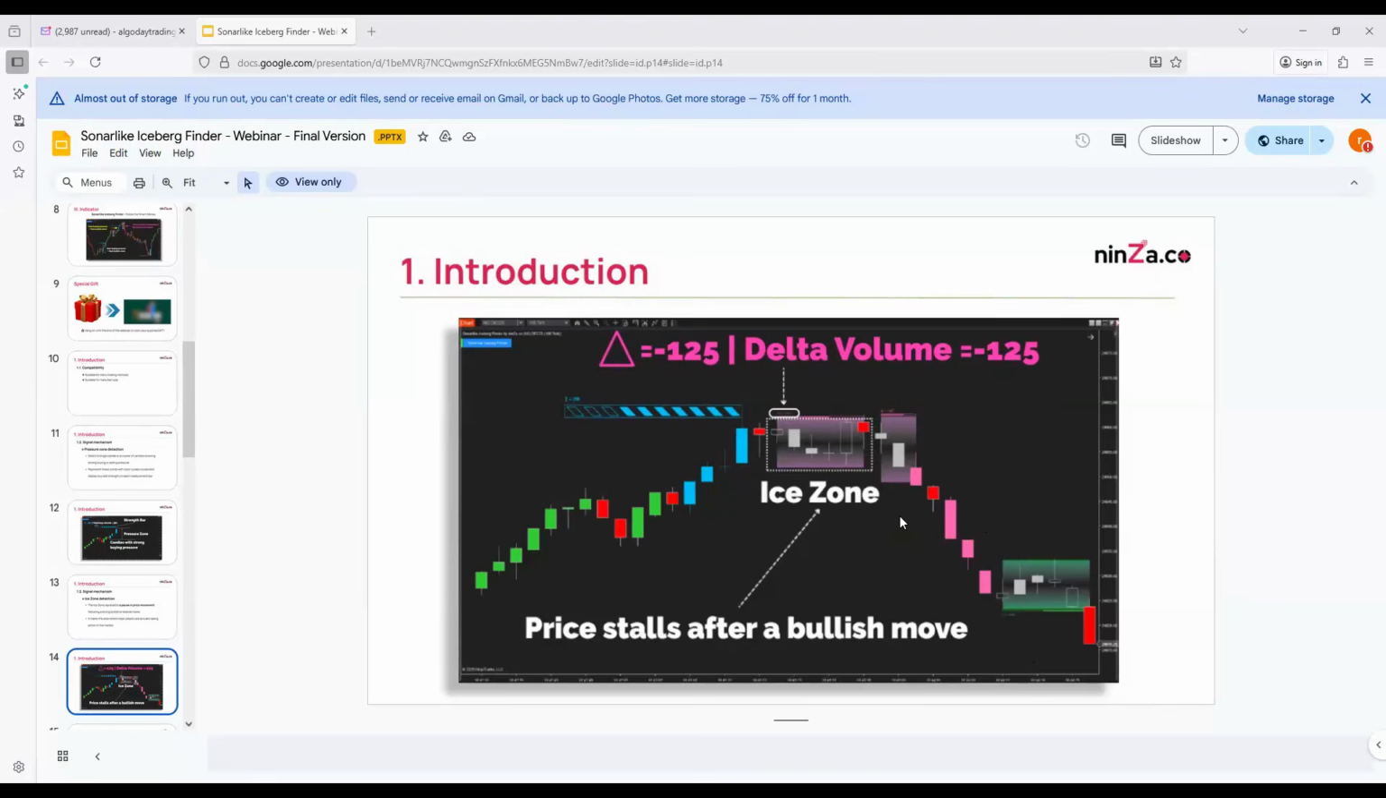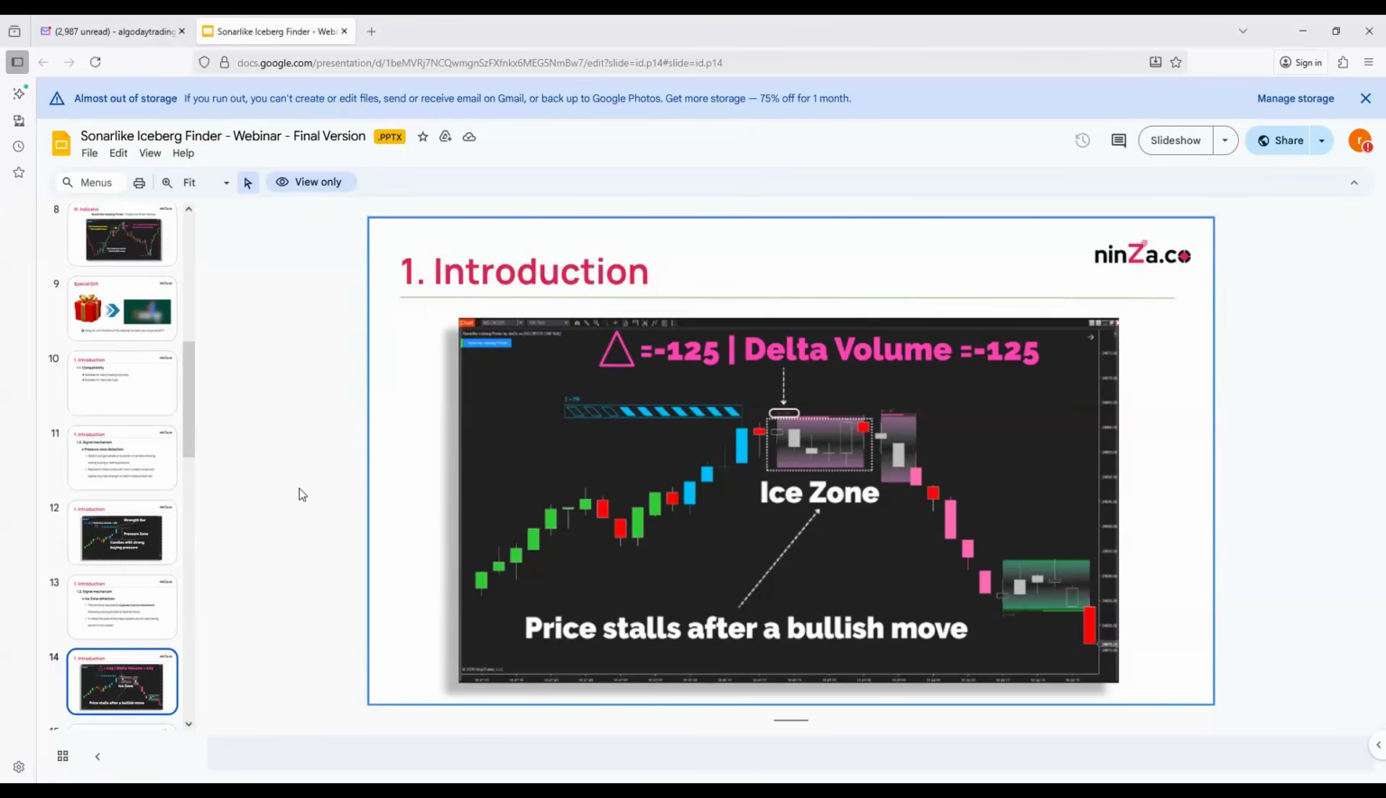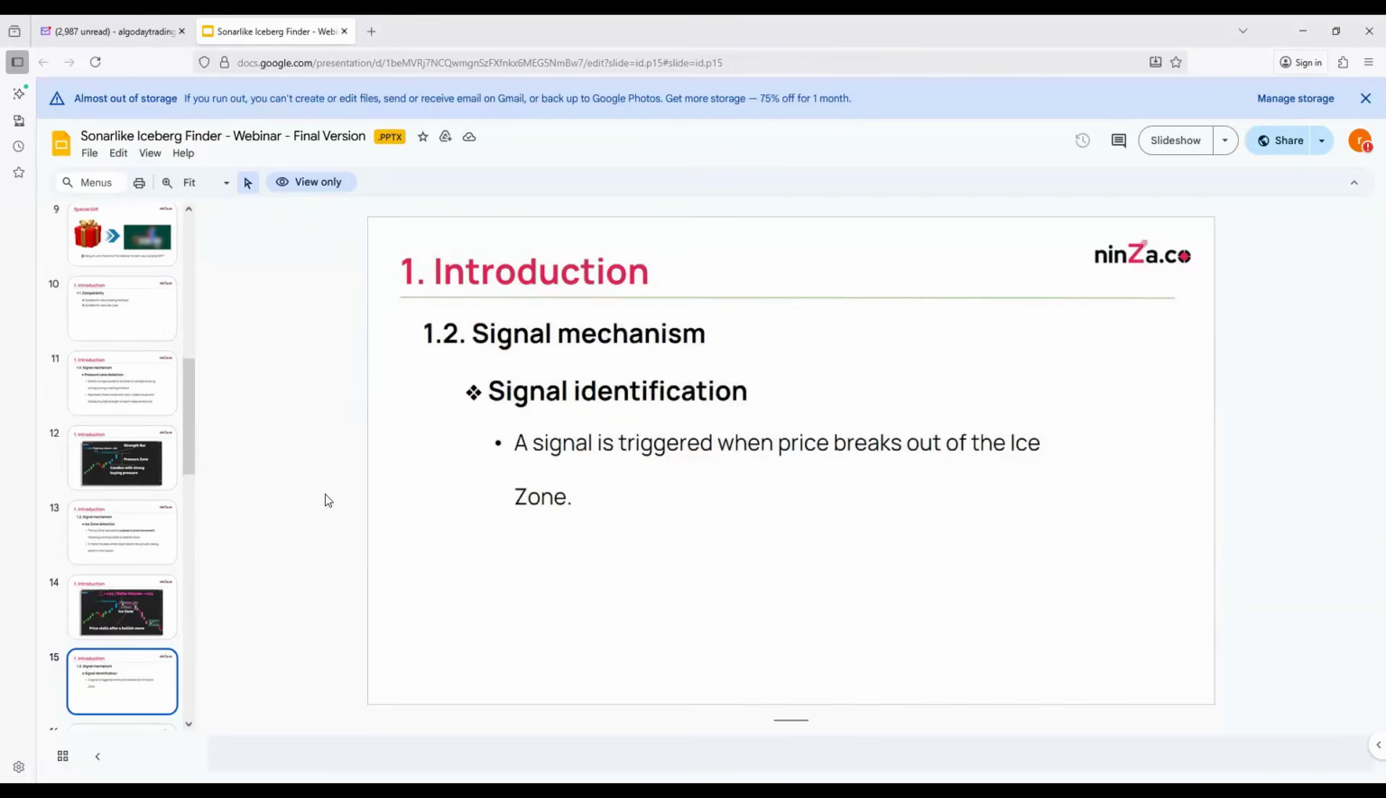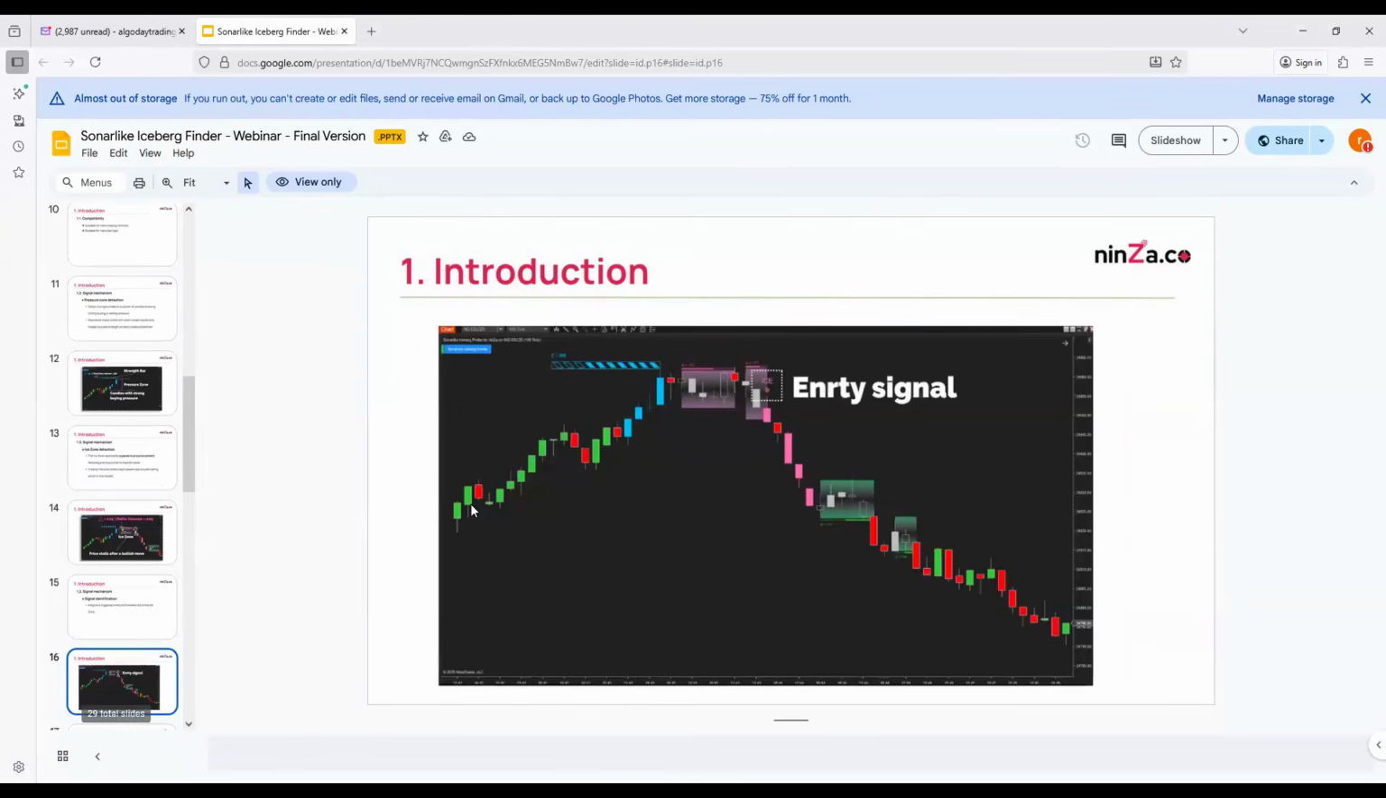Again, for me, I don't really go for the signal. It's not important. It's not about the signal. It might sound a bit strange, but to me, this is more about understanding what is going on than looking for a signal. But there is an actual signal. This indicator generates an actual signal when a price bar breaks the ice zone. Again, once the ice zone is broken, then we have a signal.